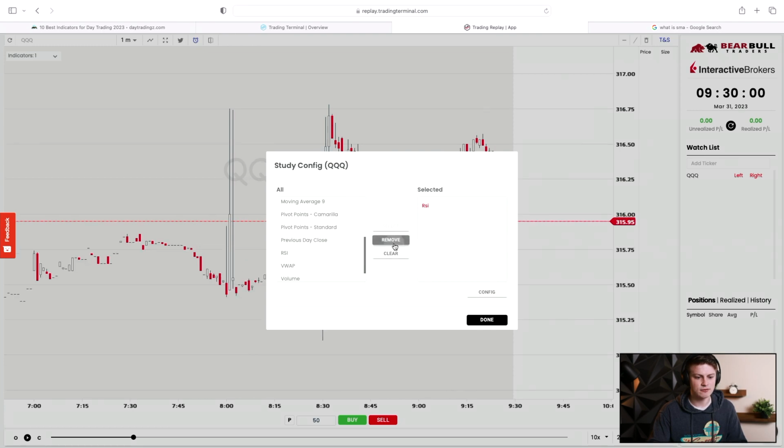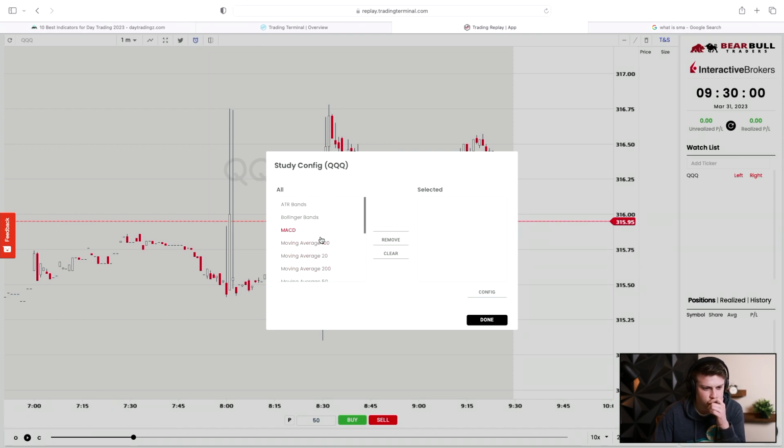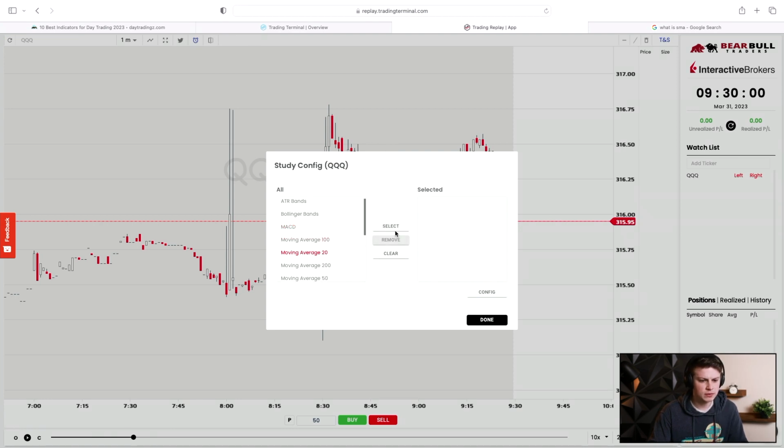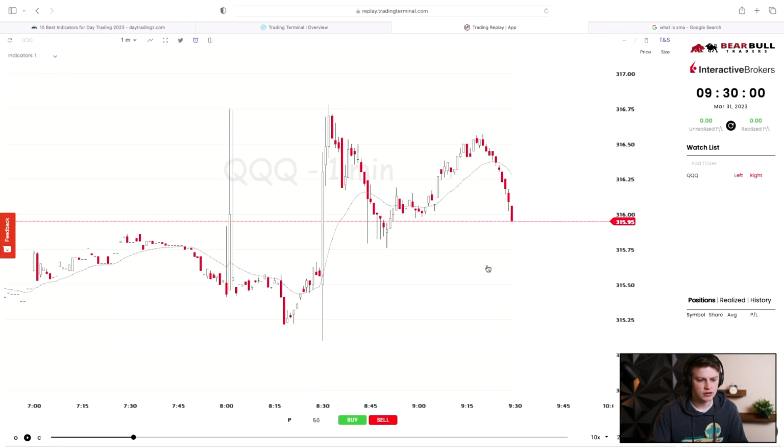Let's take the RSI out, remove that. Let's put in the SMA. So we have the moving average. Where do we have it? Okay, it should be this, moving average. But there's also an exponential moving average, so I just wanted to make sure that we're looking at the right thing here. So let's just do moving average 20. Okay, yeah, period.